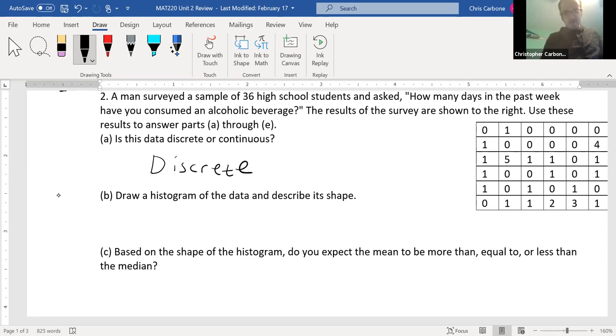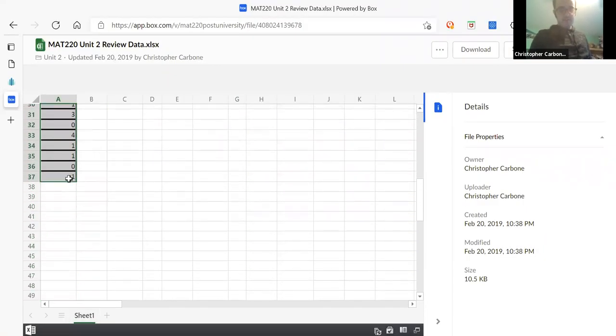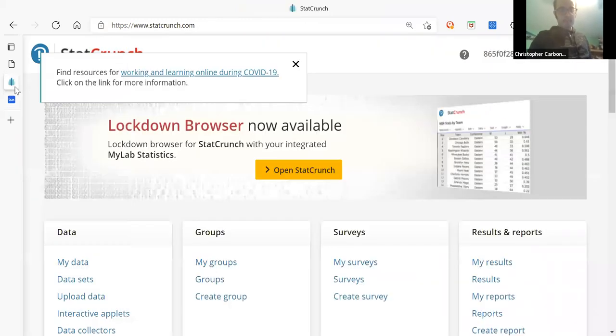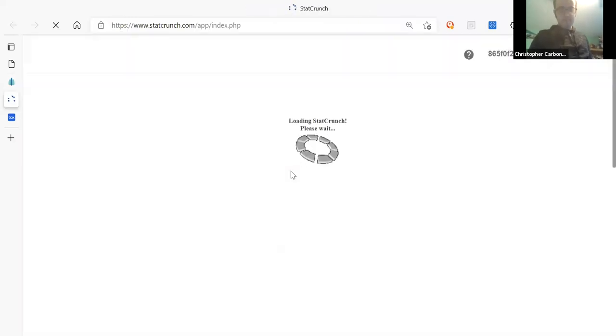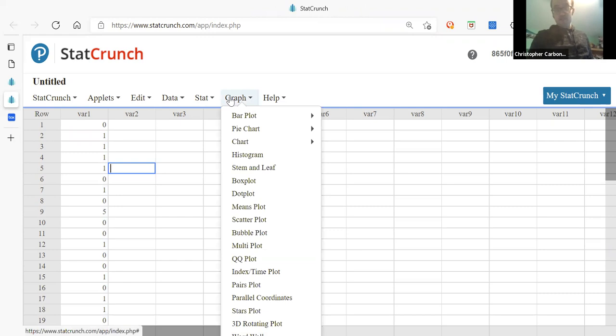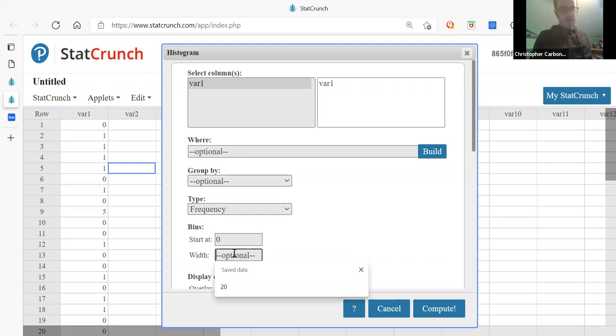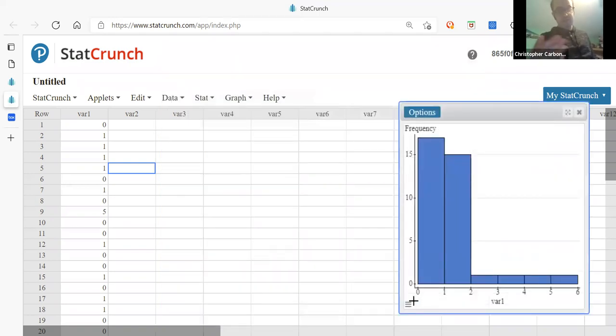Okay, so we are first going to want to draw a histogram of this data. So let me open this up in StatCrunch so we can see it. Our data is here on the left. I'm going to go to graph, histogram. I'm going to select our one variable, and we are just going to give this a starting value of 0 and a width of 1, just to make those bars touch in this case. Hitting compute will give us this graph here on the right.